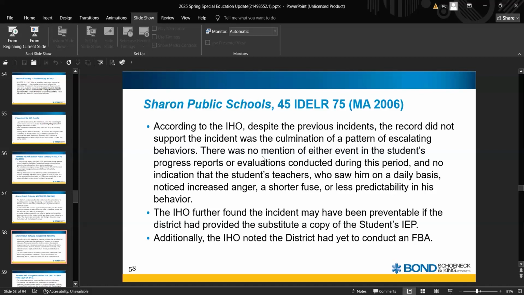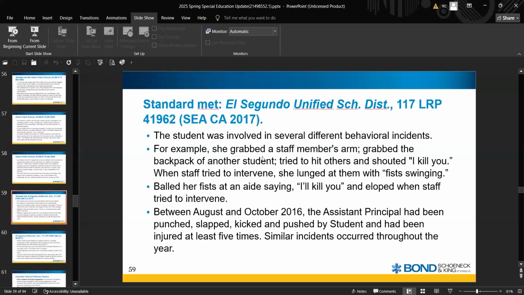The whole situation could have been avoided. And interestingly, the district had not conducted an FBA of that student, and they in fact even refused to conduct an FBA outside of the context of an IAES. So a lot of things stacked against the district in that.